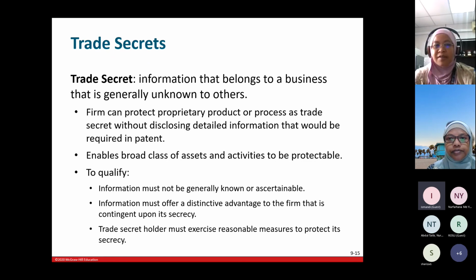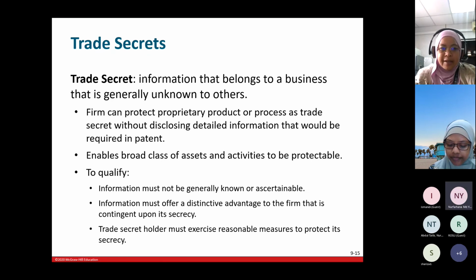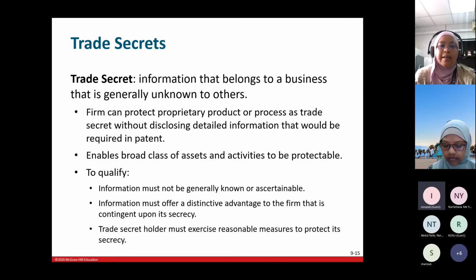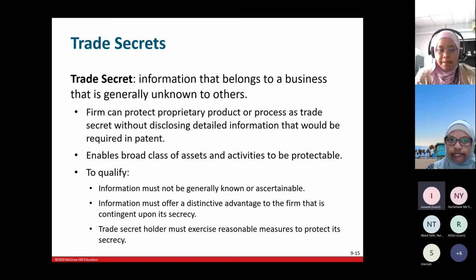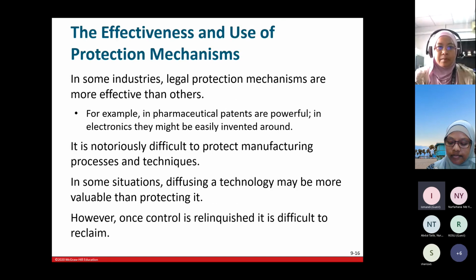Okay, Doctor. So to qualify, information must not be generally known or uncertain. Information must offer a distinctive advantage to the firm that is contingent upon its secrecy, and the trade secret holder must exercise reasonable measures to protect its secrecy. So it is not that everything needs to be revealed, but everything also needs to be kept secret. There are certain measures, meaning there are certain parts that you can reveal and certain parts you can keep.